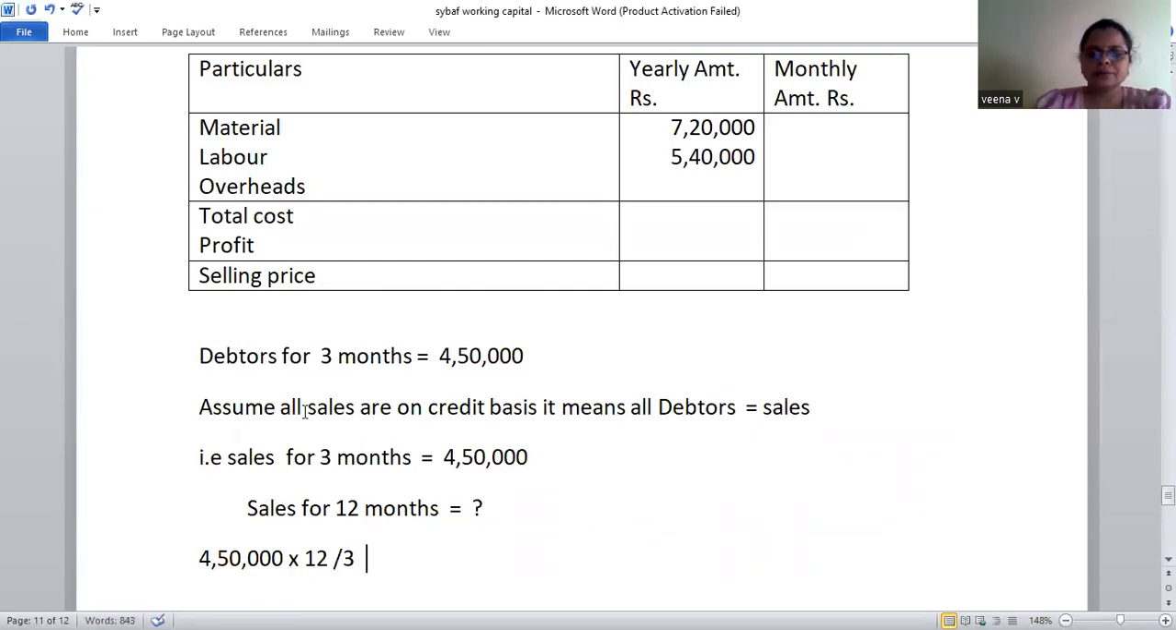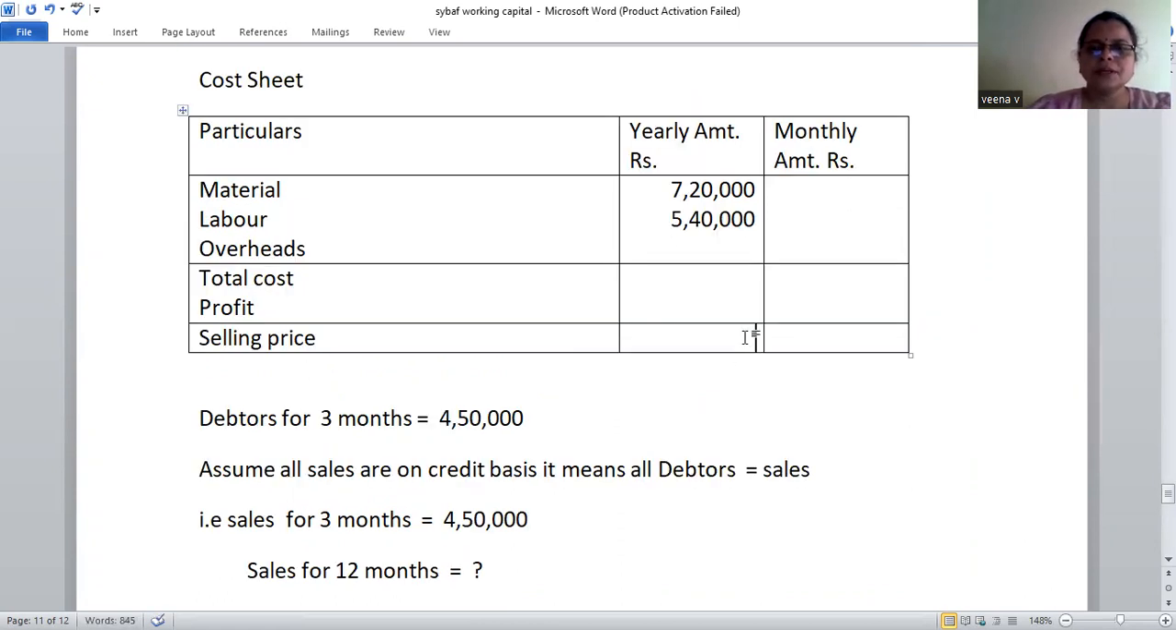So now calculate it. 4,50,000 into 12 divided by 3. So it will become 18 lakhs. So 18 lakhs will be the total sales per year. So here we have to write 18 lakhs.